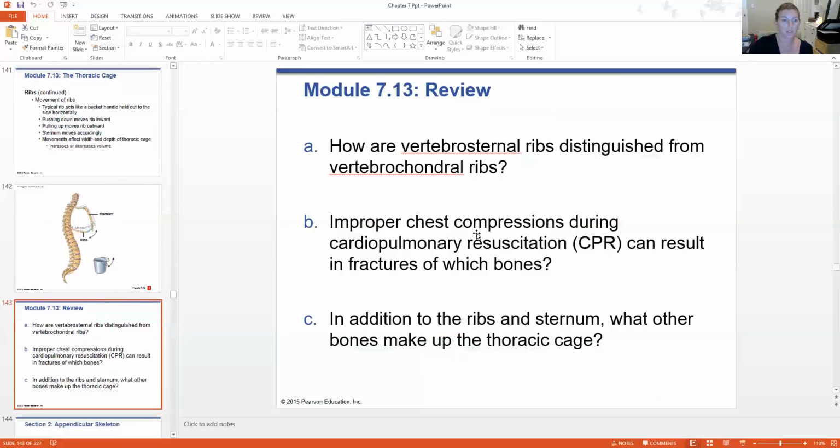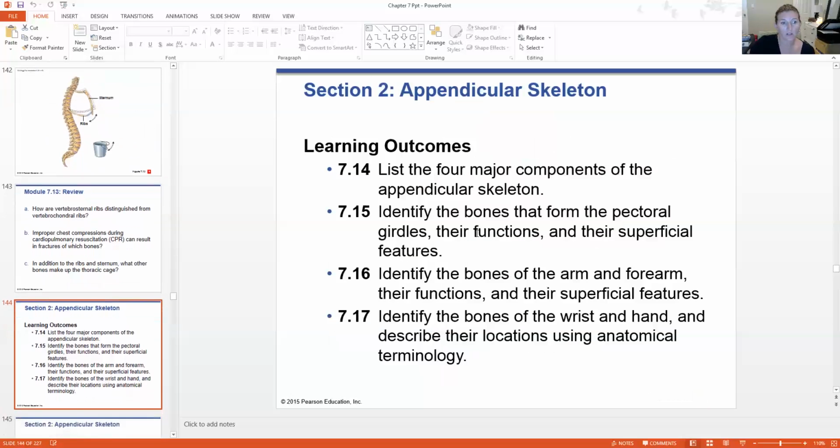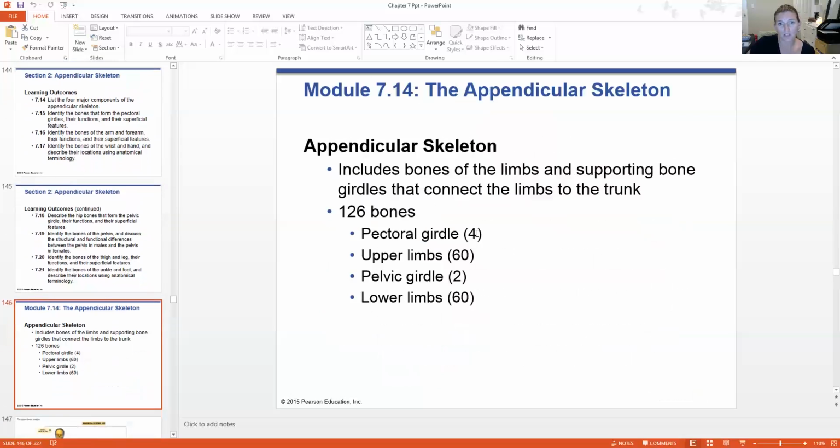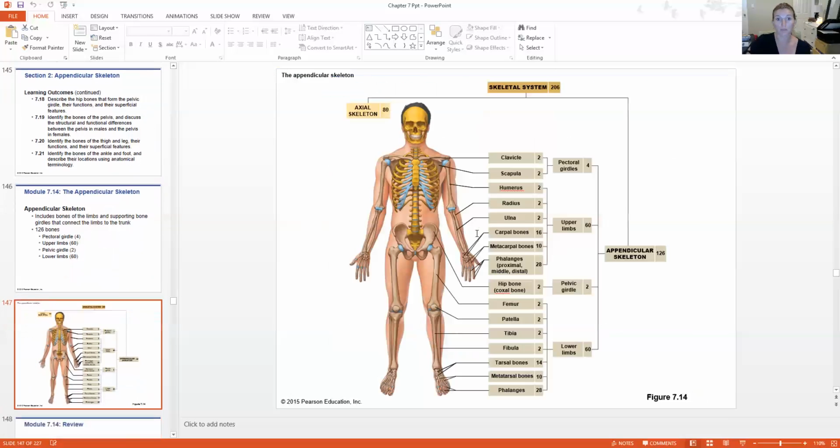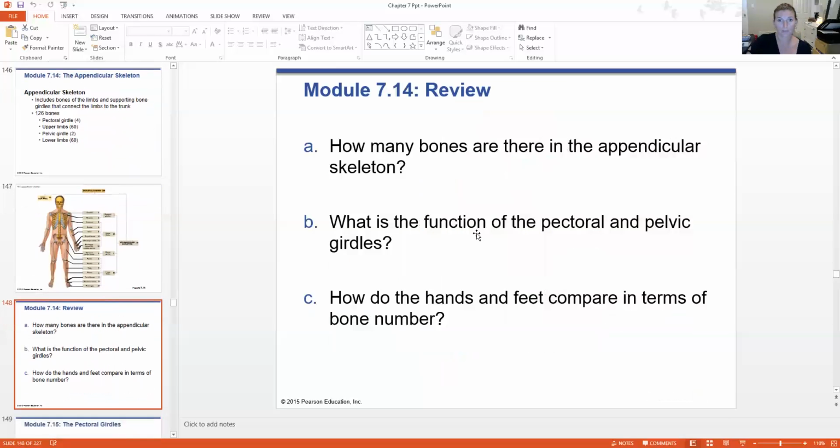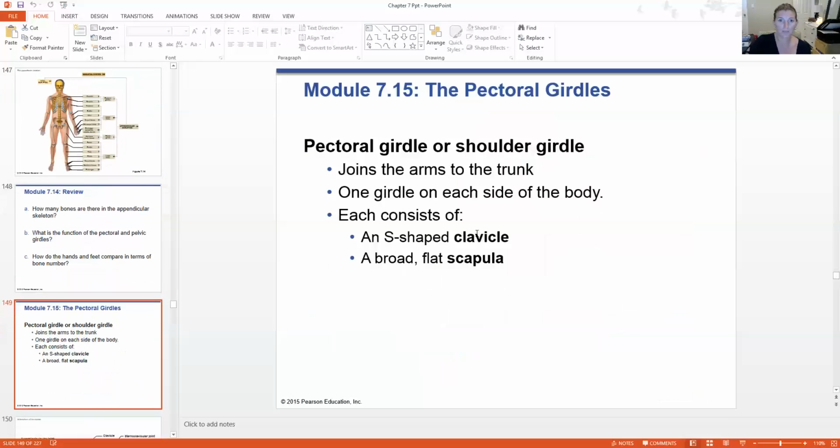You can pause the video and answer these questions. We get into the appendicular skeleton. Here we're dealing with 126 bones. We have our pectoral girdle, our upper limbs, our pelvic girdle, and our lower limbs. So let's get cracking. You can pause the video, go back and answer these three questions. I'm going to keep going. The pectoral girdle or shoulder girdle, this is the connection between the arm and the trunk of our body. There's one on each side.